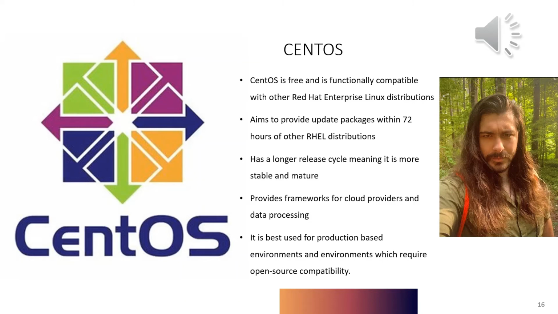CentOS has a long release cycle, meaning that it is very stable because the developers take their time with each update, and functional support for the operating system lasts a very long time. CentOS 7 has an end of life set at the end of June 2024, and CentOS 8 has an end of life set until 2029.